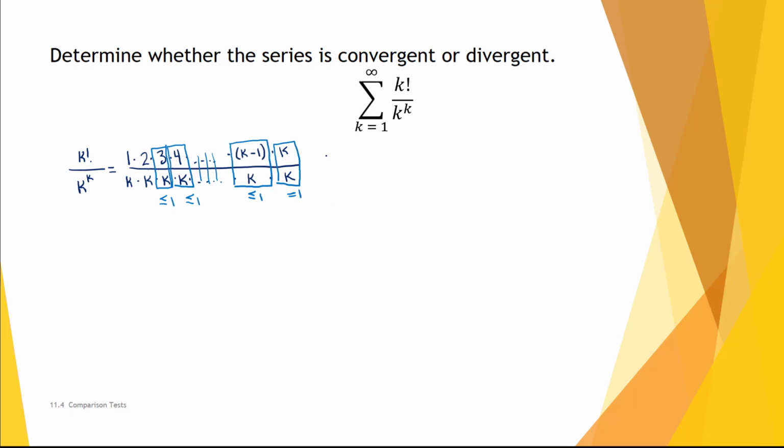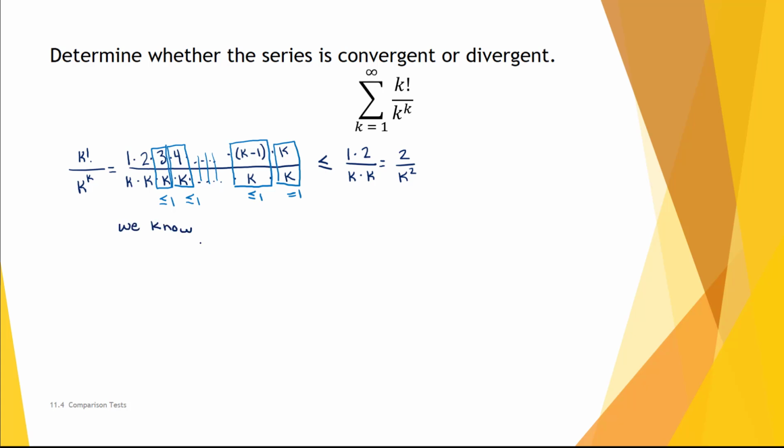Overall, I've decided that this large fraction is less than or equal to 1 times 2 divided by k times k, or in other words, 2 divided by k squared. The reason I've decided to keep the first two factors is so that I have a k squared on the bottom.